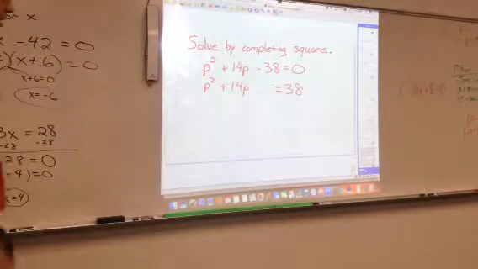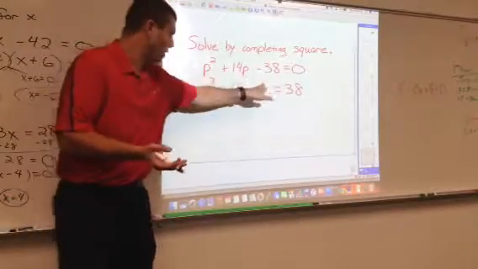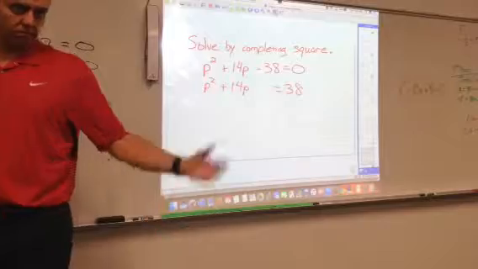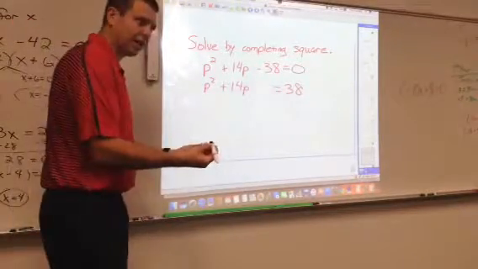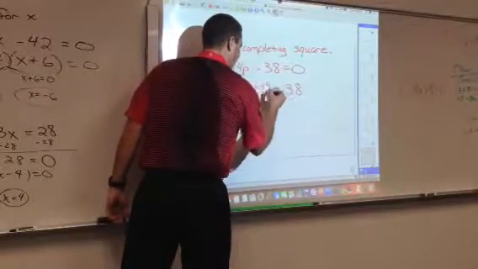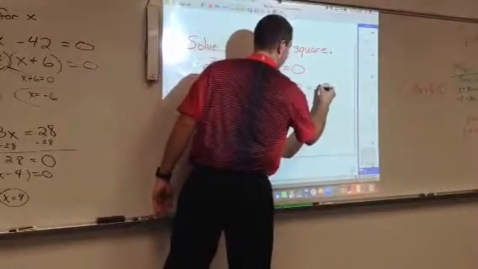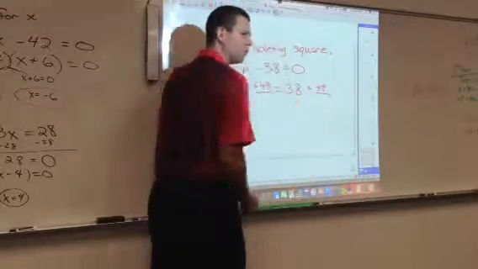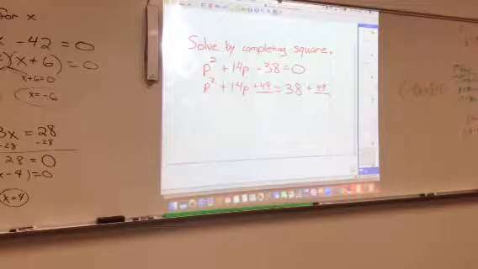Now you just decide what number you want to put there. And what number do we want to put there? 49. Positive. Here's the thing. If I put a plus 49 on this side, I have to put a plus 49 on the other side too. Otherwise you have changed the equation. If you only do something to one side of the equal sign, it's not equal anymore. The balance is gone.